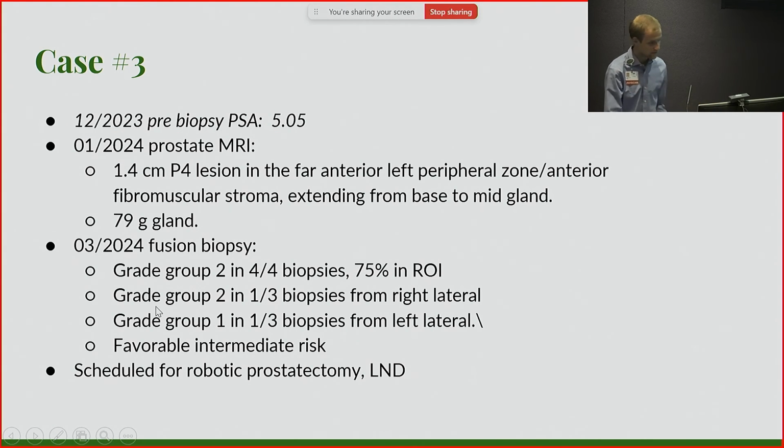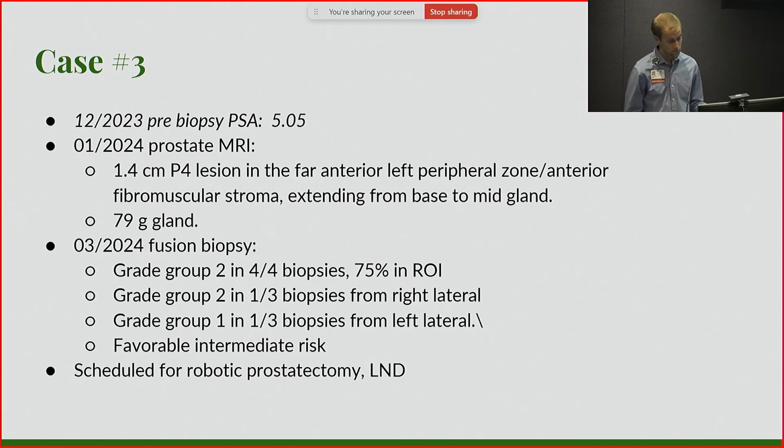So this was also a P4 lesion, just barely under 1.5 centimeters, but extending from the anterior peripheral zone, kind of fibromuscular stroma, from the base to midgland, a bigger prostate of 80 grams. I did do a fusion biopsy on him. I think these are probably the most beneficial ones that are outside the realm of a normal biopsy. They're way through the prostate, and you want to be able to hit it right.